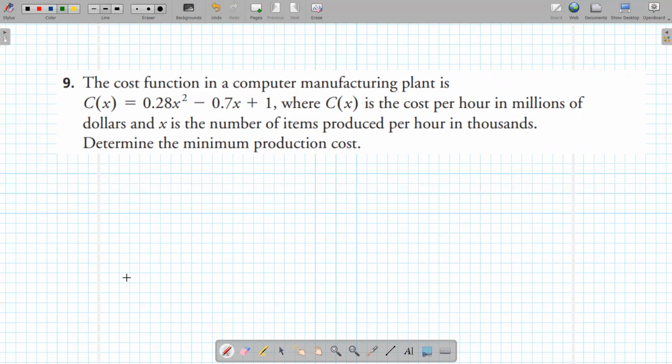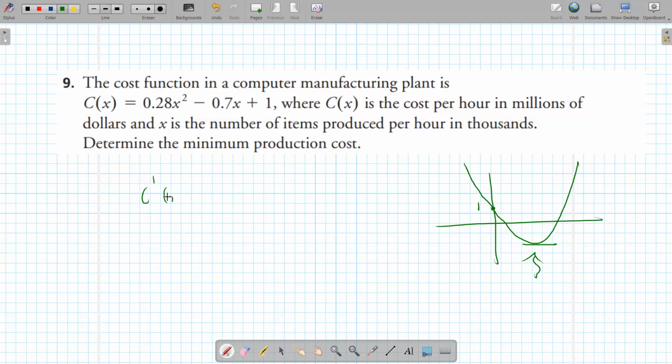What type of a function is C of X? A quadratic. Opens up or down? Up. So is it gonna have a minimum or a maximum? A minimum. What's gonna happen at the minimum? What's significant about it? The slope is 0. Exactly.